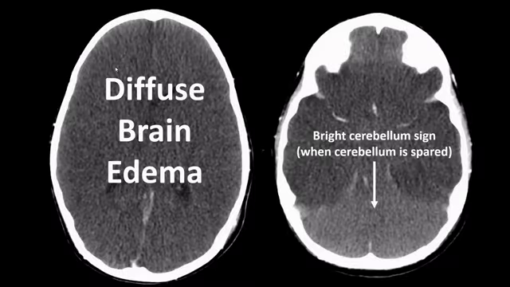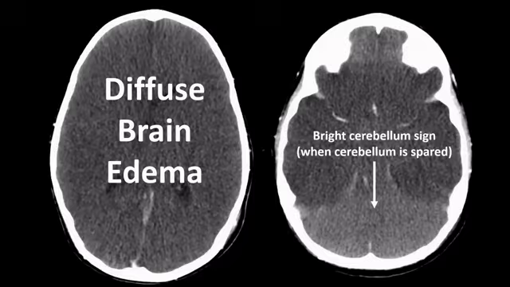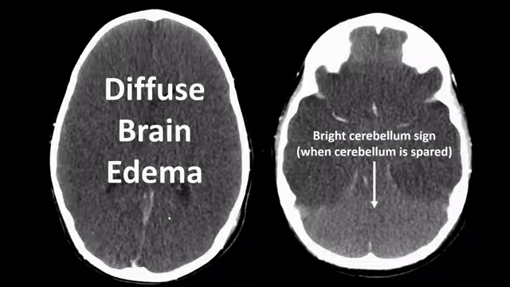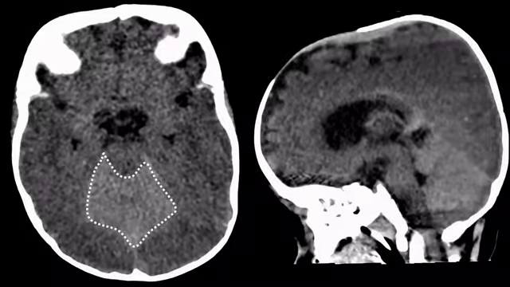This pattern of diffuse brain edema is frequently seen in patients with severe hypoxic ischemic encephalopathy, so patients who suffered, let's say, cardiac arrest or strangulation, or prolonged hypoxia due to aspiration, drowning, whatever. The brain becomes completely infarcted, but especially in children, and the younger the children, the more likely the cerebellum can be spared. This gives rise to the white cerebellum or bright cerebellum sign, or sometimes also called the reversal sign.